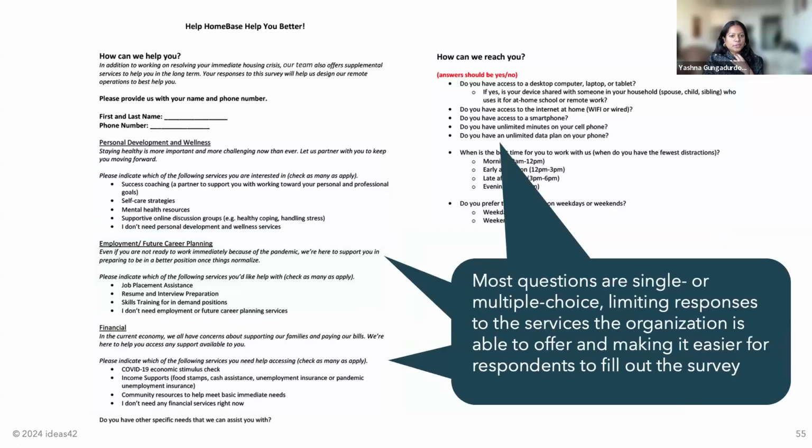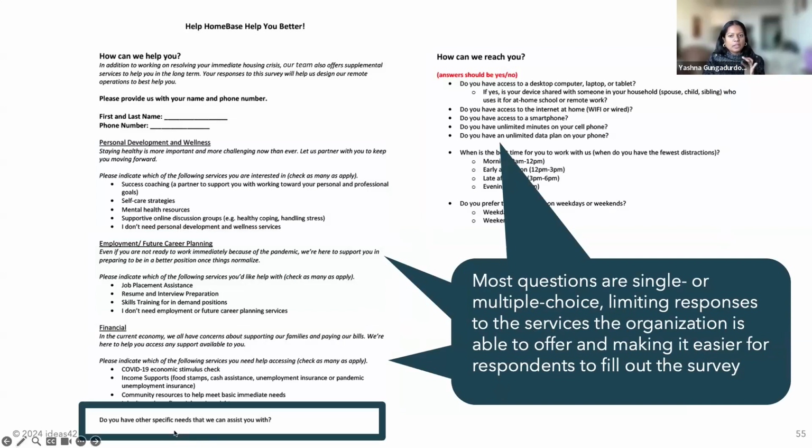You will have noticed that most questions were single or multiple choice. We felt that this was limiting responses to the services that the organization is able to offer, but it was making it easier for respondents to fill out the survey. So to balance this, we ended up including at the very end an open-ended question to offer an opportunity for clients to add any additional thoughts they had or contribute some nuance to the answers they had already shared.